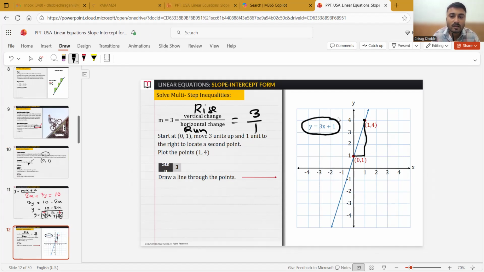Understood? So this is the slope intercept form, and using it, you can even draw the graph of the equation itself. And if they give you the general form of the equation, you can rearrange it into the slope intercept form. From that form, you'll be able to tell what the slope of the line is and what the y-intercept is.